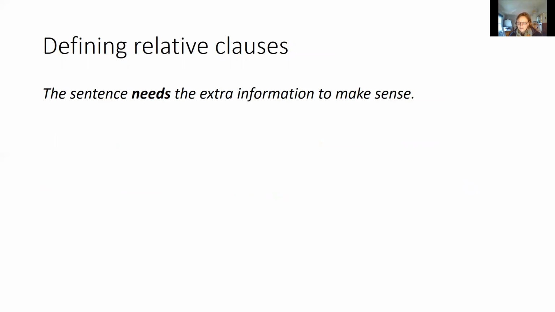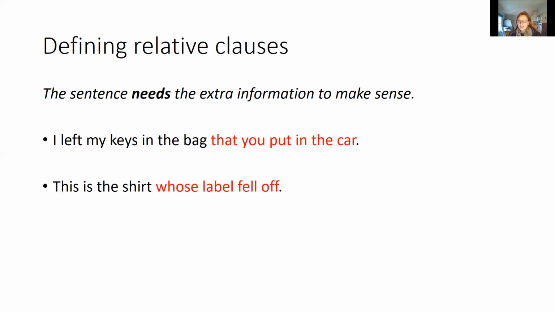The other type are defining relative clauses. These sentences need the extra information to make sense. Okay, you can't take it out because then you end up with something that doesn't fully explain. So I left my keys in the bag that you put in the car. If we take away that you put in the car, then we've got I left my keys in the bag. Which bag? I don't know which bag. So this is the information. The information tells us which bag it is.